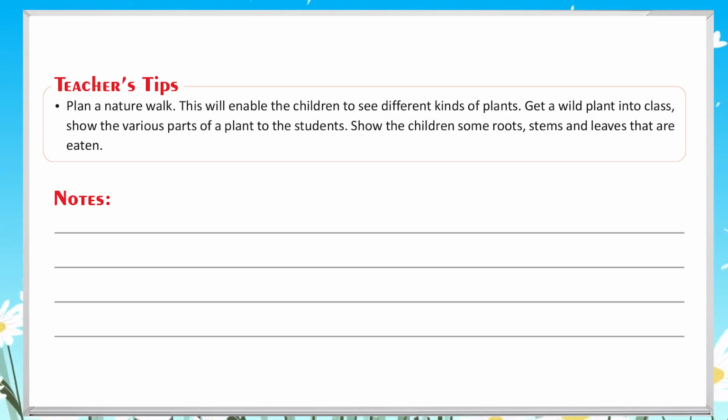Teacher's tips. Plan a nature walk. This will enable the children to see different kinds of plants. Get a wild plant into class. Show the various parts of a plant to the students. Show the children some roots, stems and leaves that are written.